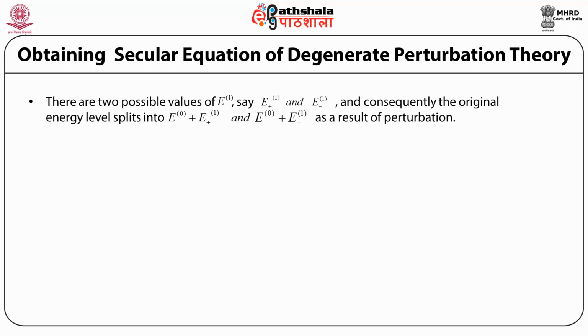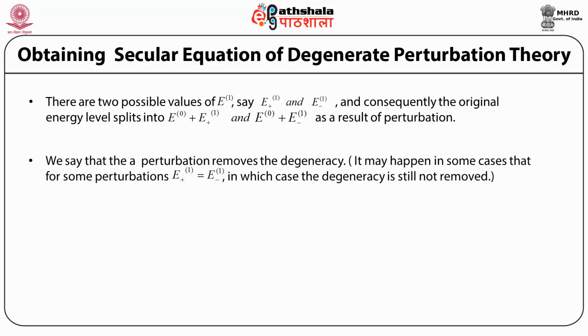There are two possible values of E1, say E1 plus and E1 minus, and consequently the original energy level splits into E0 plus E1 plus and E0 plus E1 minus. As a result of perturbation, this splitting occurs. We say that a perturbation removes the degeneracy. It may happen in some cases that for some perturbations E1 plus equals E1 minus, in which case the degeneracy is still not removed.